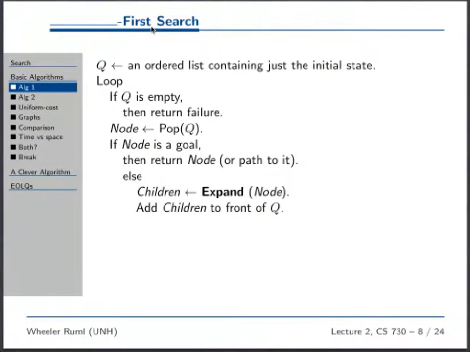Let's see. So when you reach a node that's a goal, you either return the node, or you trace back through the parent pointers and construct the plan, or you do something to return the goal that you've found. But if it's not a goal, then you expand a node. Expanding a node means to generate its children. And push them on the front of the queue. So what algorithm is this?